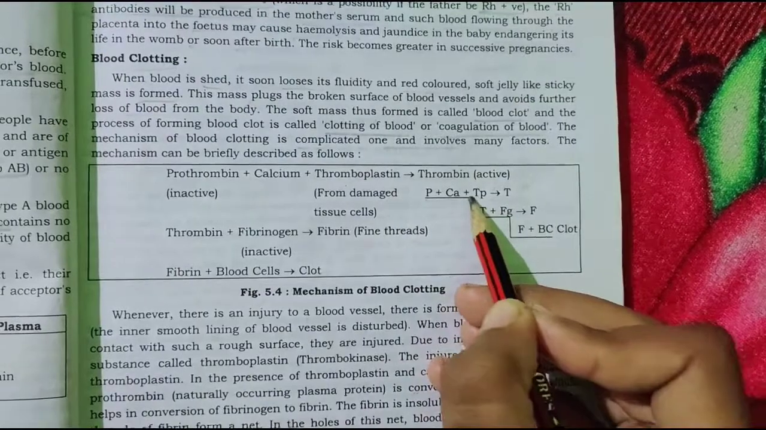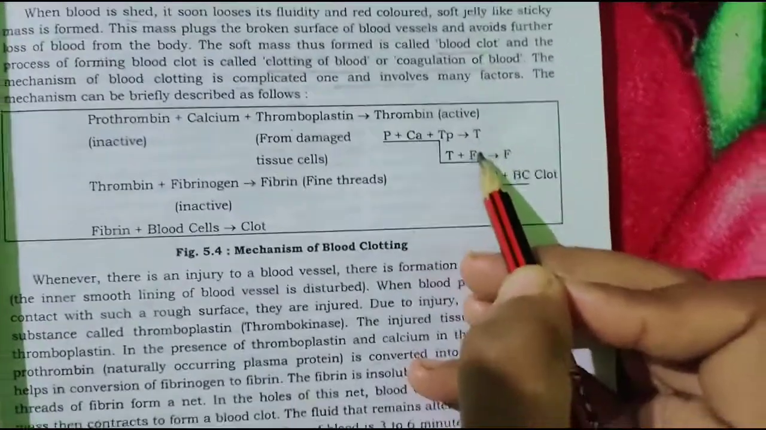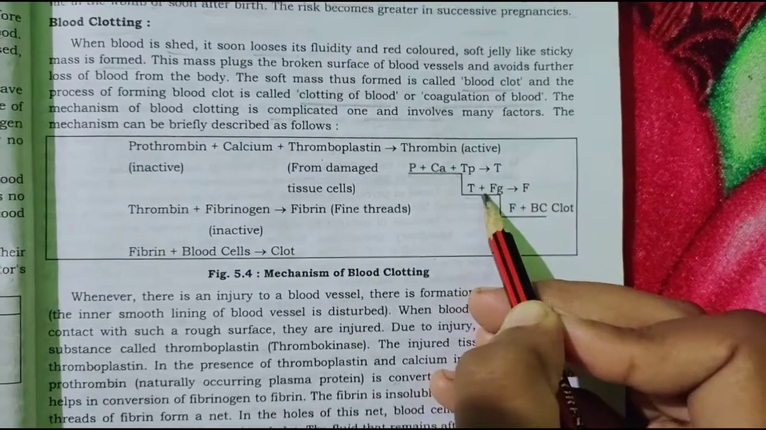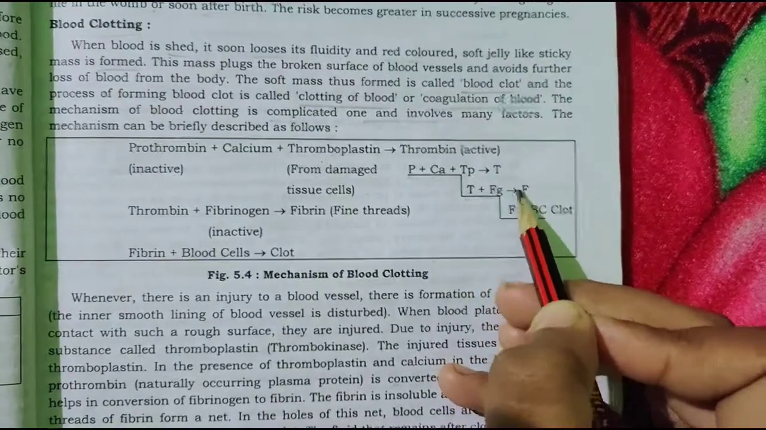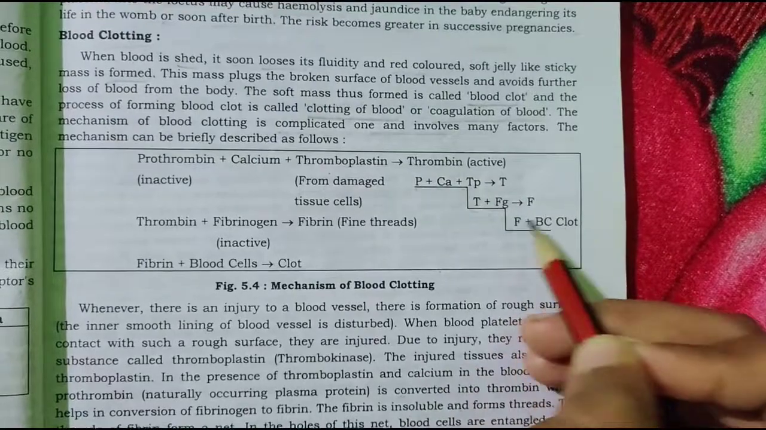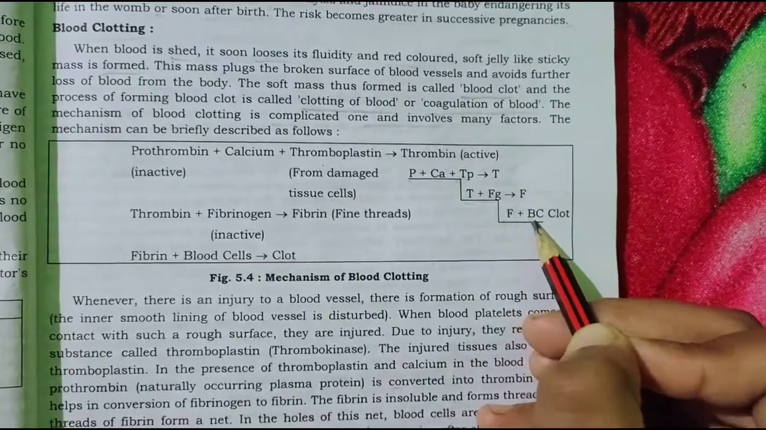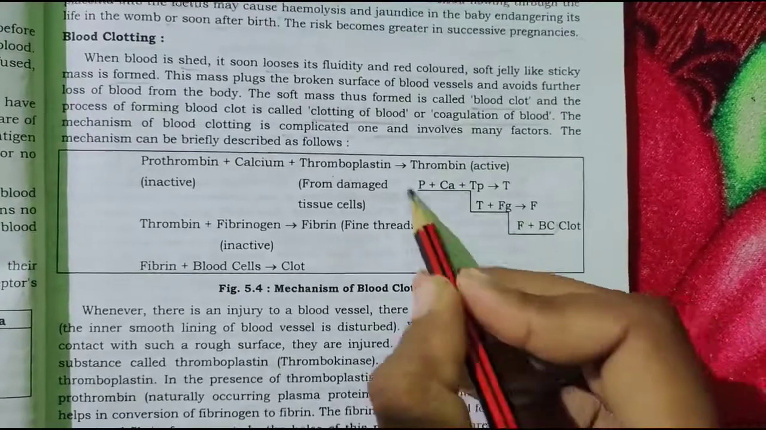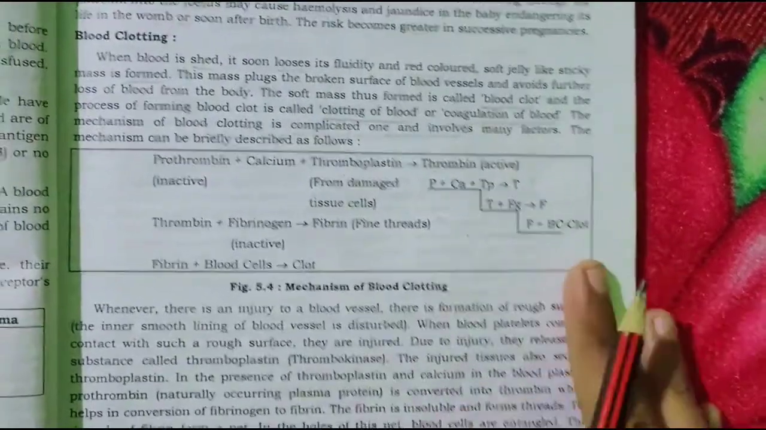Prothrombin plus calcium plus thromboplastin produces thrombin, and then the thrombin plus fibrinogen produces the fibrin, and after that the fibrin plus blood cells produces the blood clot. Okay, that is all about the mechanism of blood clotting.